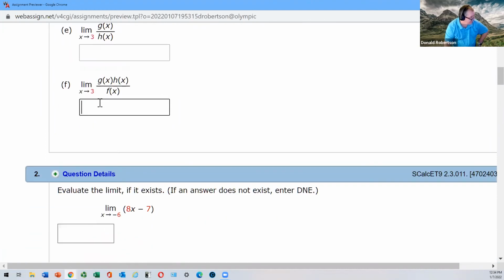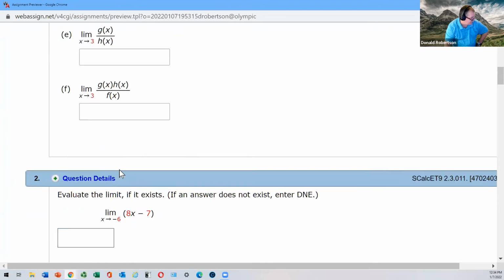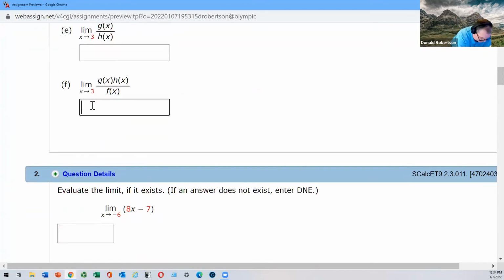Well, do that last one. g times h over f. g is -2, h is 0, and f is 4. So that for me would be -2 times 0 all divided by 4, which is actually just 0.